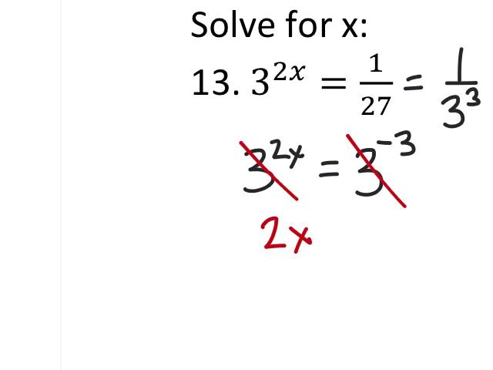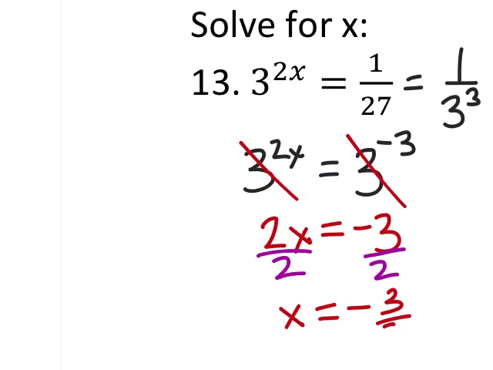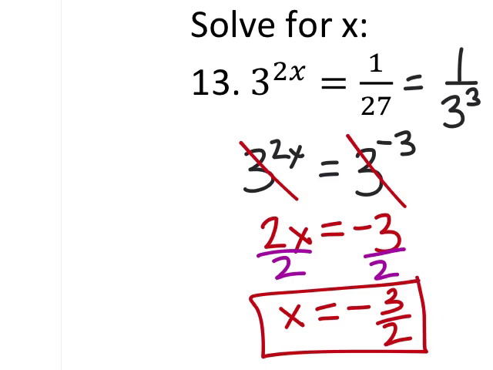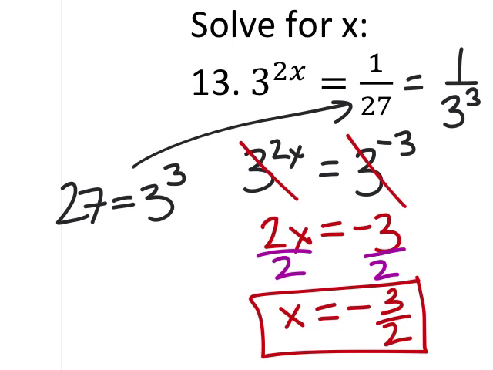So we end up with 2x equals negative 3, and just solving for x by dividing by 2, we end up with x equals negative 3/2. That's it. That's all there is to this problem. And again, the main thing was just knowing that 27 equals 3 cubed.